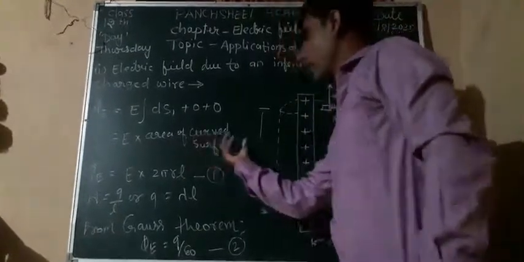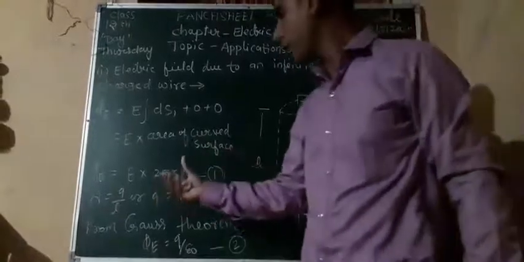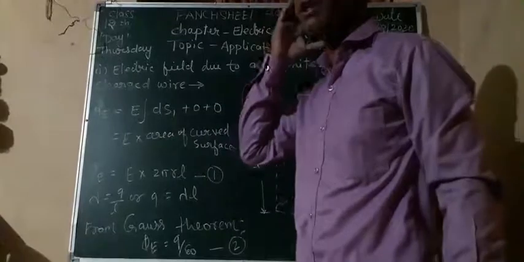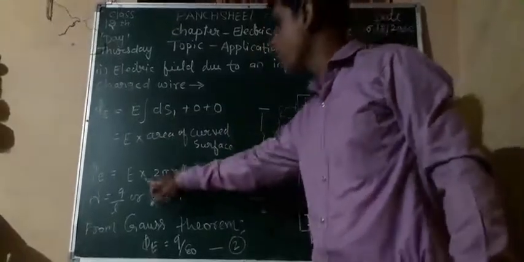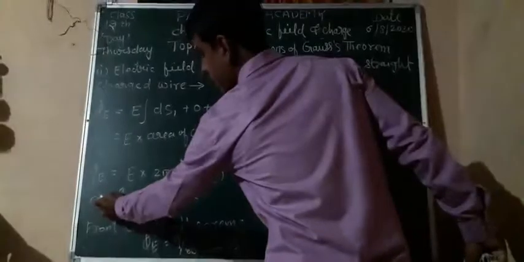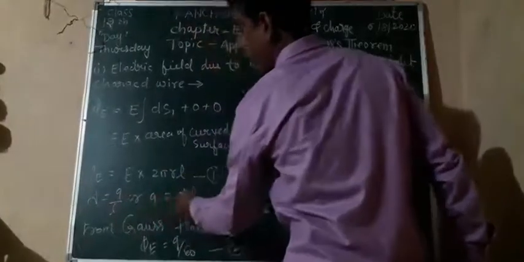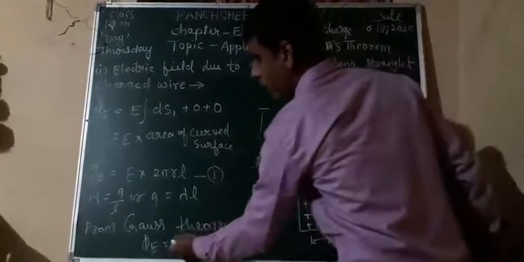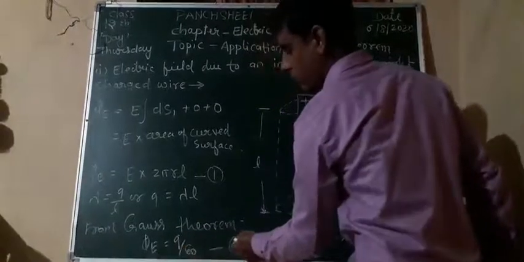So area of curved surface you know very well for cylinder. What is the formula for area of curved surface of cylinder? That is 2 pi RL. So E into 2 pi RL. Okay. And now we know that linear charge density is what? Q by L, or Q equal to lambda into L. So from Gauss theorem we have phi equal to Q by epsilon naught.